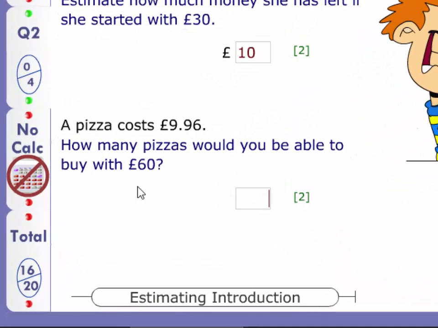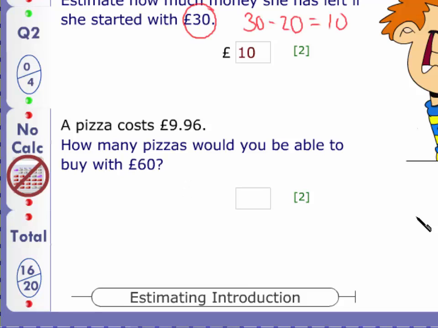Second part, a pizza costs £9.96. How many pizzas would you be able to buy with £60? Well, the first thing to do is get that £9.96 into a nice easy sum. That would be 10. Then we have to say, well, how many times does 10 go into 60? 60 over 10 is 6 times. You wouldn't get 7 because 7 lots of 10 would be £70, and 7 lots of 9.96 would be bigger than £60. You can probably work that out very quickly.